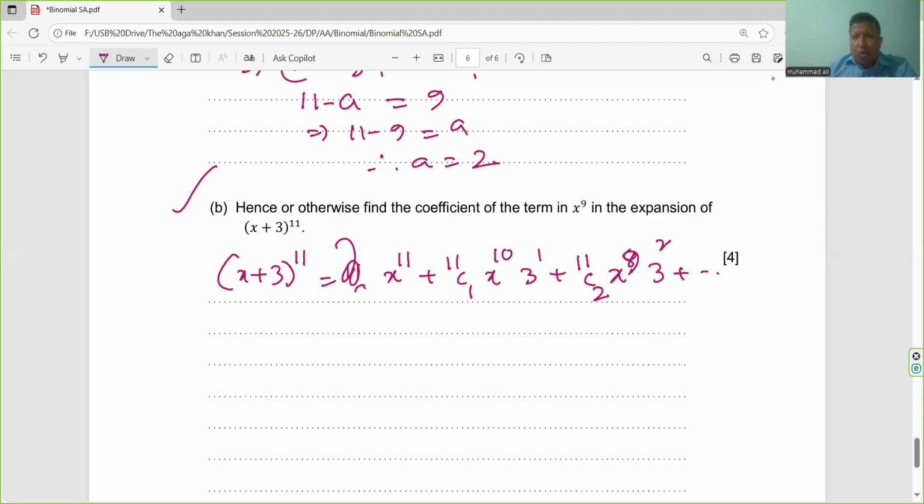So what do we want? We want the coefficient of x to the power 9. So this part is the coefficient of x to the power 9. It will be 11C2 times 3 squared, which means 9. So finally, we get 495. This is the coefficient of x to the power 9.